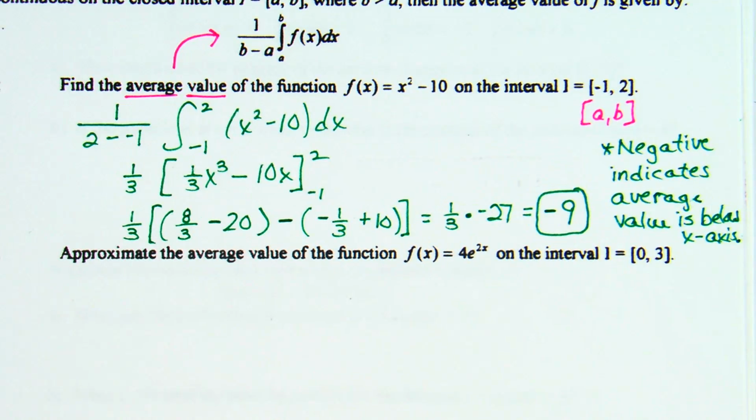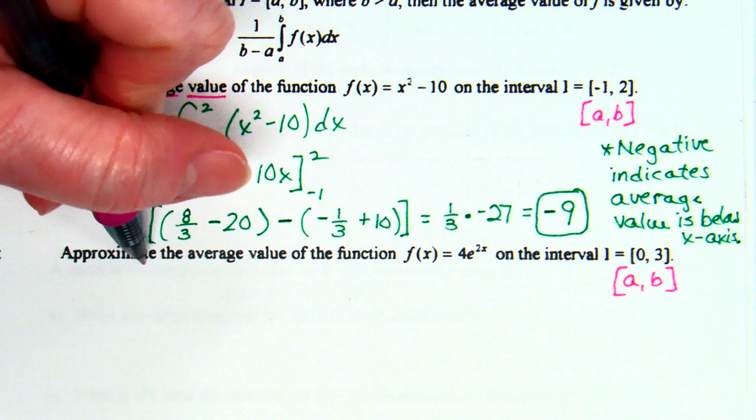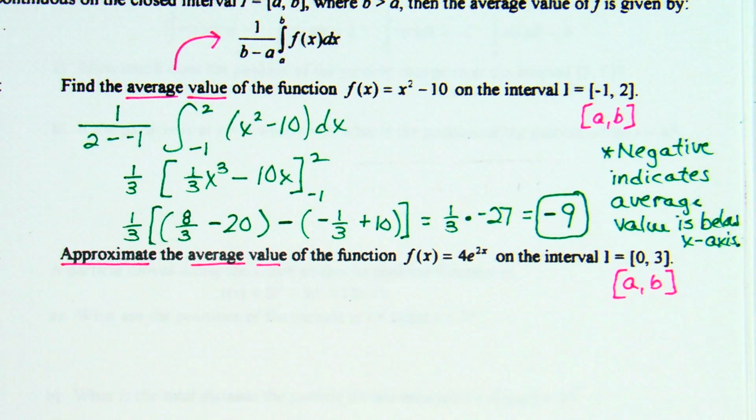Okay, example 2. Approximate the average value of the function f of x equals 4e to the 2x on the interval 0 to 3. What are a and b? B is 3 and a is 0, based on the interval a to b. So it'll be 1/3. Notice it does say approximate the average value. So we're using the integral with that fraction out front, and approximate. That'll matter at the end.